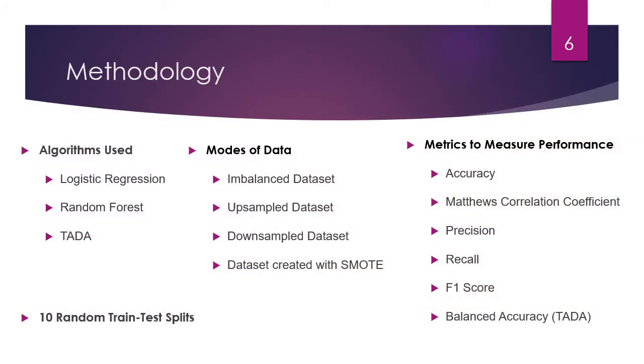In our experiments, we have used the algorithms logistic regression and random forest on our dataset. We have also trained the TabNet model on our dataset. We have used 4 modes of data: imbalanced data, that is the original data, upsample data, downsample data, and dataset created with SMOTE. The metrics we use to measure the performance are accuracy, Matthews correlation coefficient, precision, recall, F1 score, and balanced accuracy for TabNet. We have split the dataset into train set and test set 10 different times using different random states.